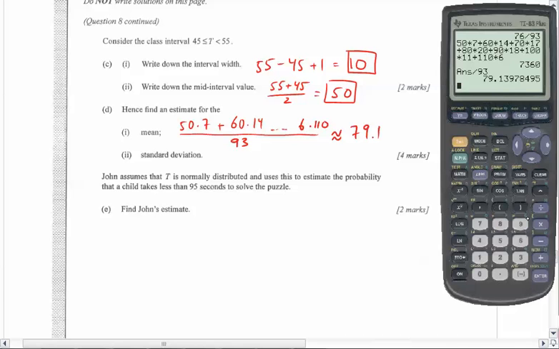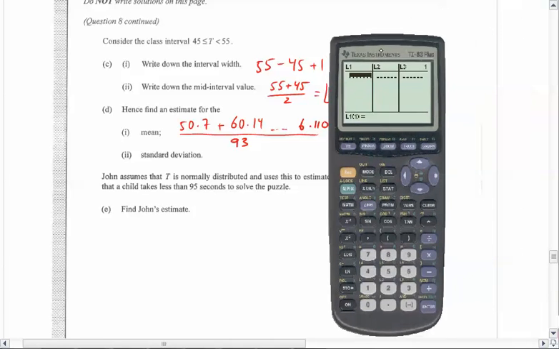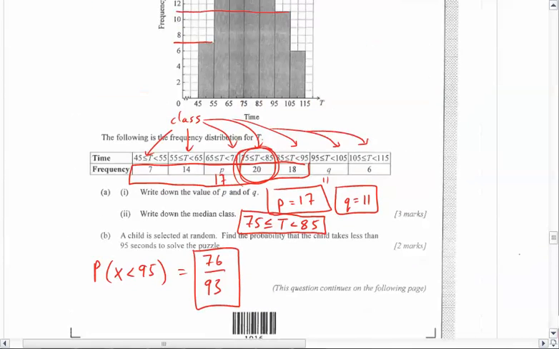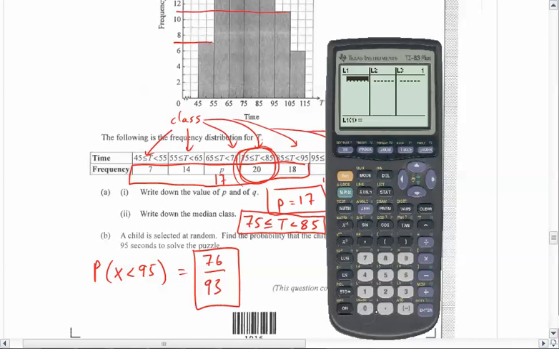Now let's see if I can use my stats to estimate the standard deviation. So there's my stats. I can edit a list, and I'll make the first one my mid-interval values. So 50, 60, 70, 80, 90, 100, 110. I'll make the second list my frequencies.